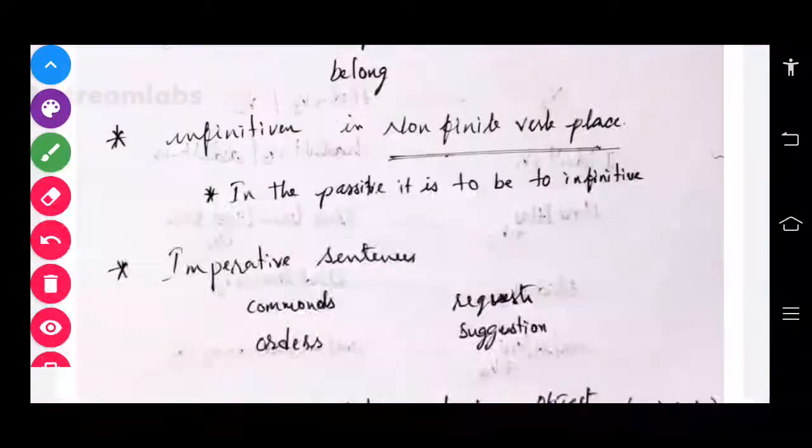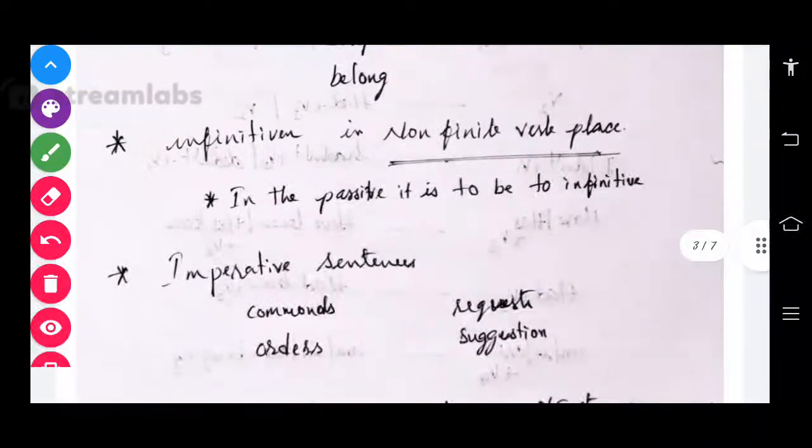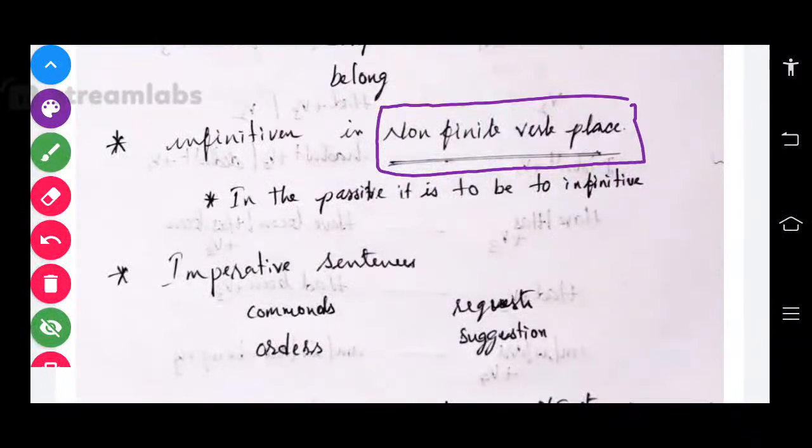Okay, and this is one of the rules we have to remember over here in the non-finite. If a sentence contains two verbs, there might be a finite and a non-finite. You should not think that all the time. If there are two verbs, definitely one is finite and the other is non-finite.